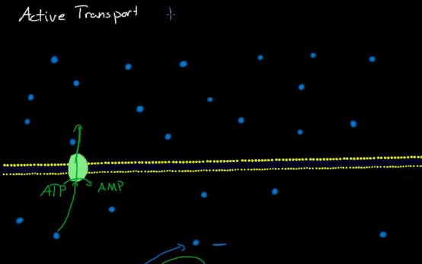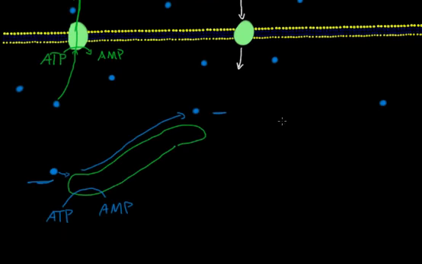Facilitated transport. And that is when you have molecules go from a high concentration to a low concentration. So we'll draw another protein that is a transporter, and it will allow our molecule to go from a high concentration to a low concentration.